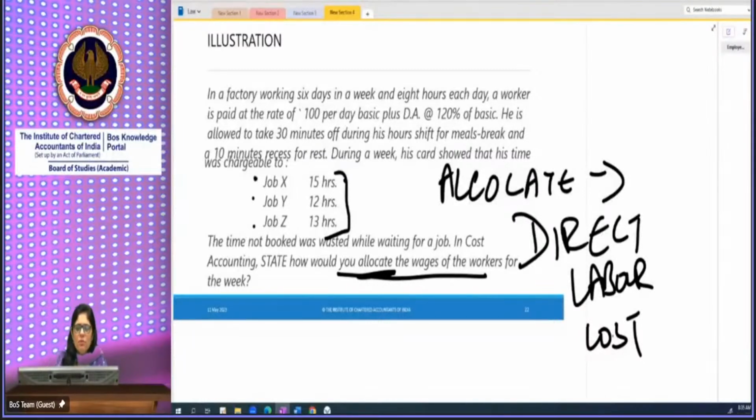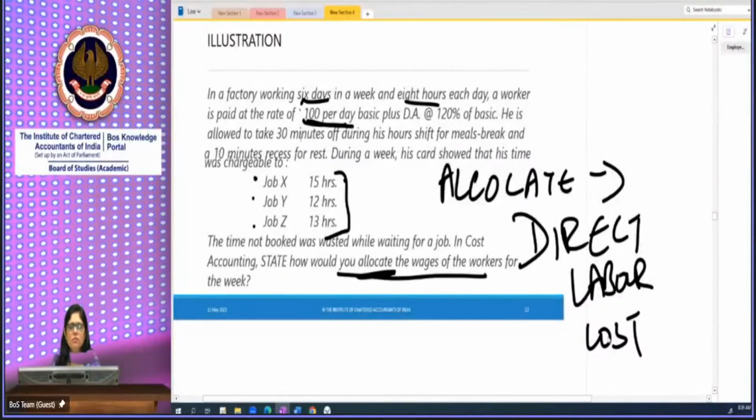So there are 6 days in a week and 8 hours each day. The worker is paid at the rate of 100 per day. So the wages are per day. We need to have information per day, not per hour. Plus DA 120% of basic. He's allowed to take 30 minutes off during his shift for a meal break and a 10-minute recess. So 40 minutes normal idle time, 30 minutes for lunch and 10 minutes for another break. That means it's normal idle time, and it will happen every day.